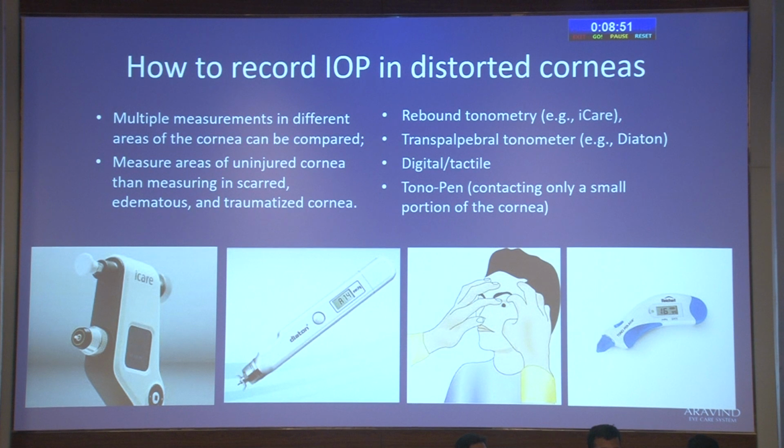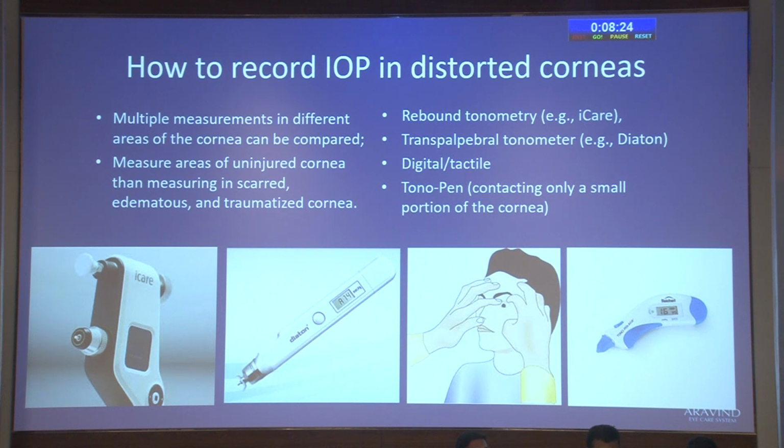Now comes the most challenging part: how do we record intraocular pressure in patients with distorted corneas? This happens especially in patients with penetrating or perforating injury and also in patients with severe chemical injury, where the cornea is going to be really scarred, edematous and traumatized. Here, recording intraocular pressure with Goldmann applanation tonometry is not going to be very accurate since the corneal contact surface area is more than 3.06 mm.